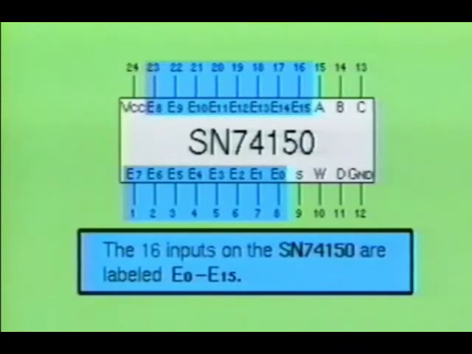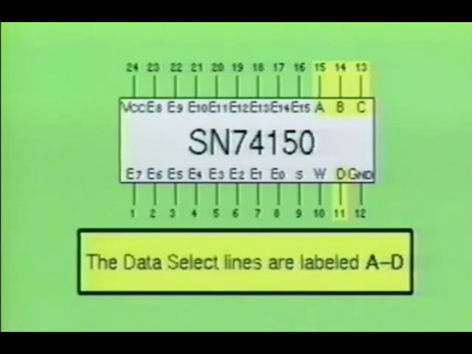Here we see the SN74150, which is a 16-line to 1-line digital multiplexer IC. This integrated circuit contains 16 6-input AND gates, 1 16-input NOR gate, and 9 inverter gates. The SN74150 is capable of multiplexing 16 data lines into one output. A 4-bit code placed at the data select lines, which are used as the control lines, will determine which of the 16 input lines are to be routed to the output.